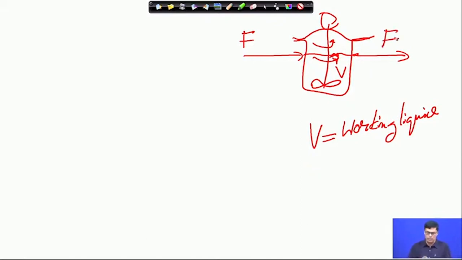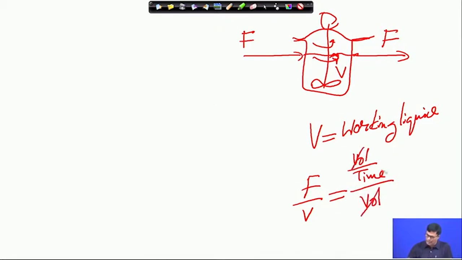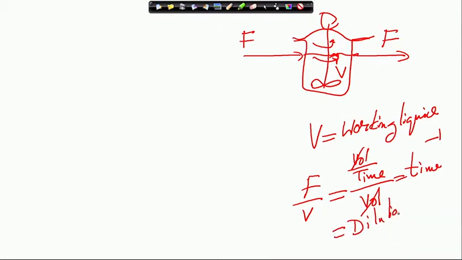So I told you F by V, what is the unit? This is volume per unit time, am I right? And this is volume. So this volume will cancel, and this will be time inverse. This is equal to dilution rate. So this dilution rate you can control, you can change the dilution rate, because V is constant. If you want to increase the dilution rate, you just increase the volumetric flow rate of the liquid, then you can change that dilution rate.